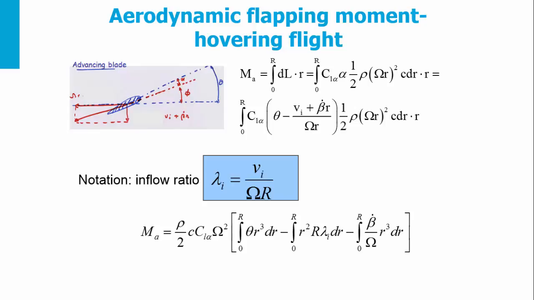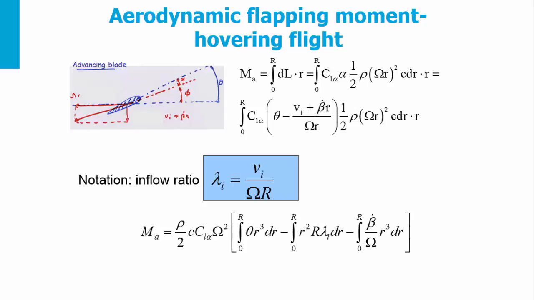In hovering flight, this is mostly approximated as omega r. Now, the angle of attack, if you look at this figure, is the pitch theta minus the inflow angle. But now, this inflow angle is the tangent of Vi plus beta dot r divided by omega r. We make the notation of inflow ratio, which equals the induced velocity divided by omega r.